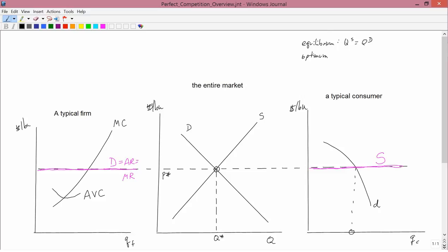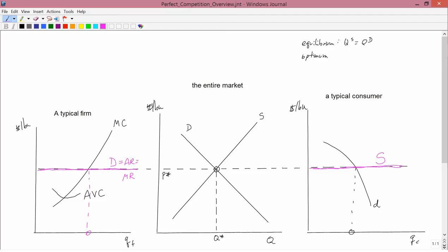So the firm, taking the demand curve as given, decides that the best thing to do is to go to where marginal revenue equals marginal cost, as long as that's above average variable cost, and it is in here, and so the firm decides to go right there.